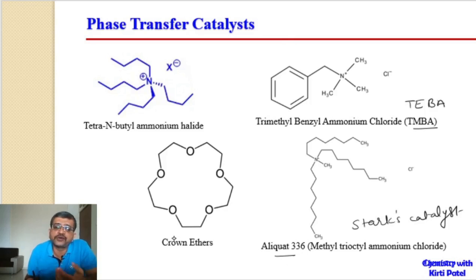Similarly, we will see compounds like crown ethers, which are cyclic ethers containing 5, 6, 7 oxygen atoms in the cyclic ring. These have greater advantages in making the anions available in the organic phases. Similarly, we have cryptands and many other molecules that can be used as phase transfer catalysts. We will see each of these molecules one by one.